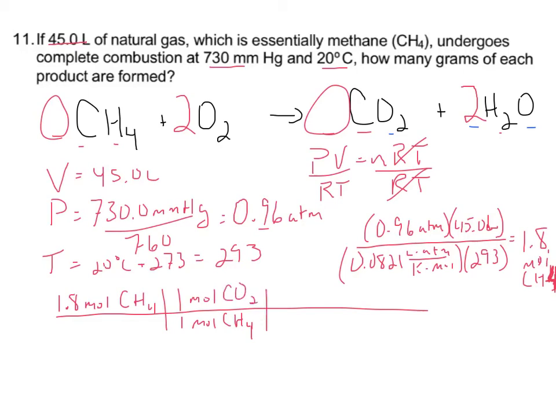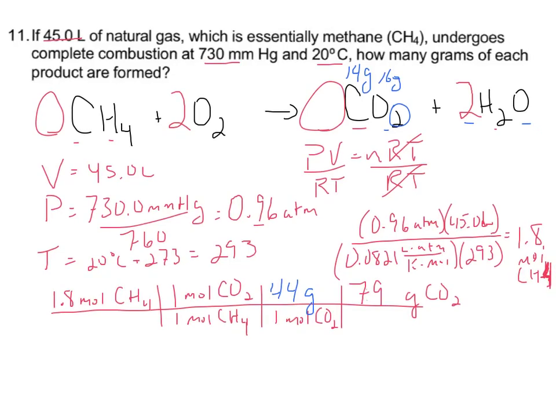The next step is, in this case we want to solve for grams of CO2, so we need to know the mass of 1 mole of CO2. We look on the periodic table and find that carbon has a mass of 14 grams, oxygen has a mass of 16 grams, and there are 2 oxygens in carbon dioxide, so that comes out to a total of 44 grams per 1 mole of CO2. If we multiply through, we would find that there are 79 grams of CO2.